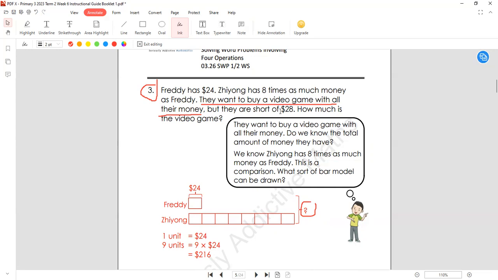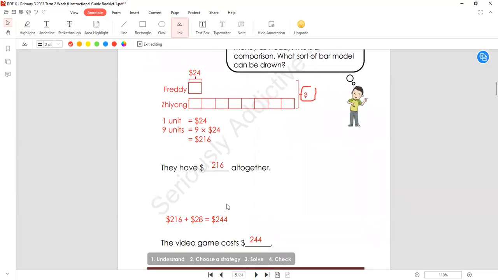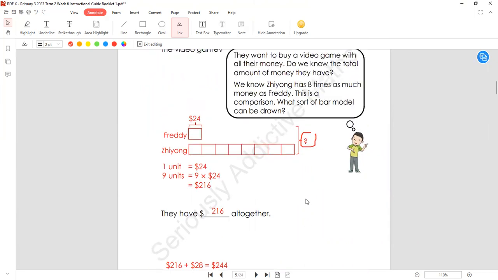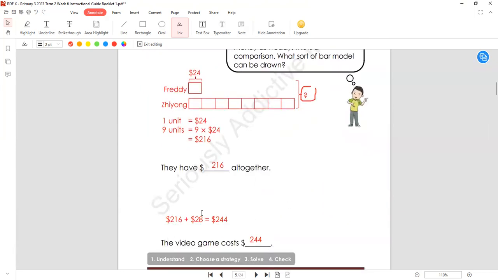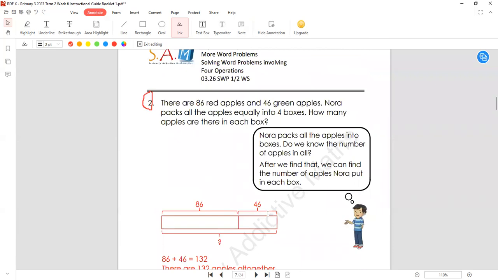And then they are short. I think students should understand this part. Being short means they don't have enough money, which means that to buy the item, the price is what they have plus the $28 that they don't have. All right, next question.